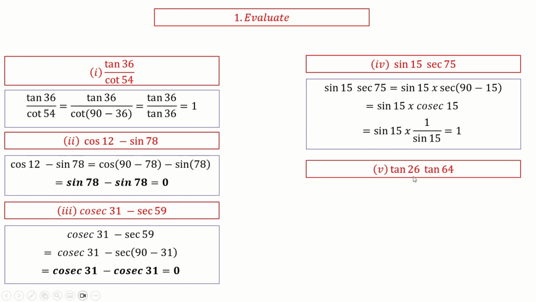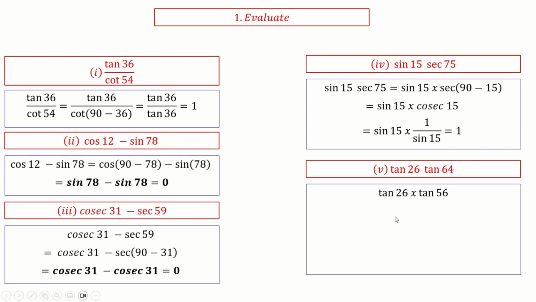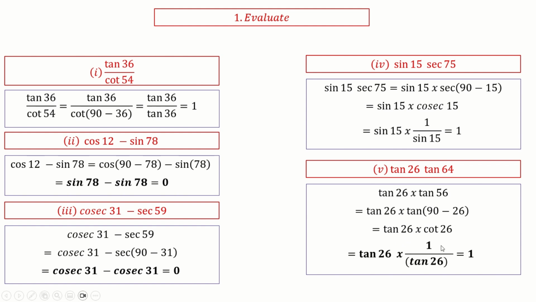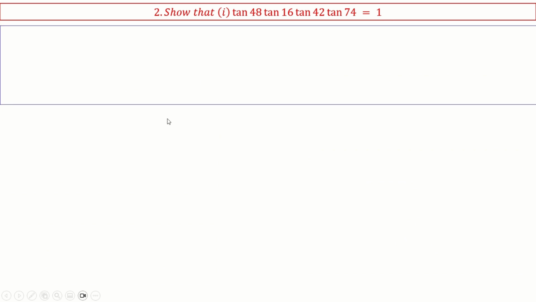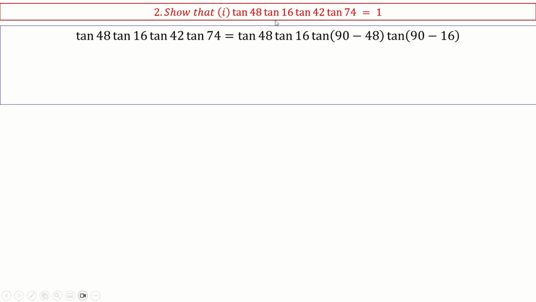Next, tan 26 into tan 64. Tan 26 into tan of 90 minus 64. So the complementary trigonometric ratio of this one is cot 26. Tan 26 and cot 26 are reciprocals of each other, so 1. Next, show that tan 48, tan 16, tan 42 and tan 74 equal 1. You can see clearly there are complementary angles. 42 and 48 are complementary to each other, and 74 and 16 are complementary to each other. If I write them as tan 48, cot 48, tan 16, cot 16, they're all reciprocals of each other, so we'll get a value of 1.